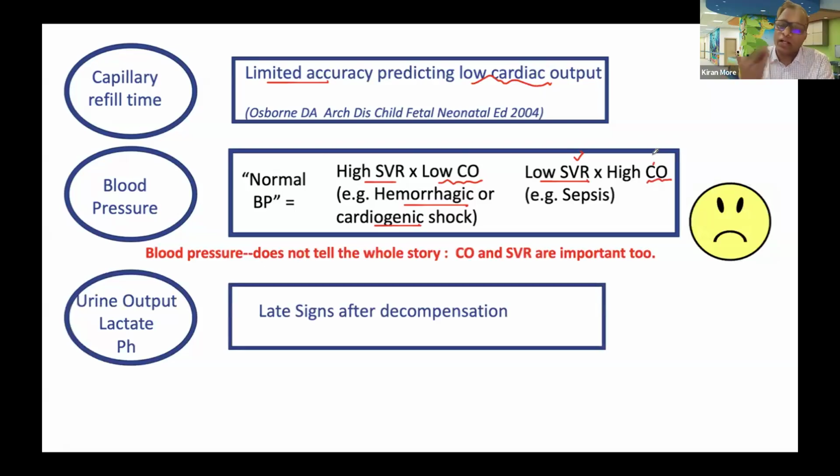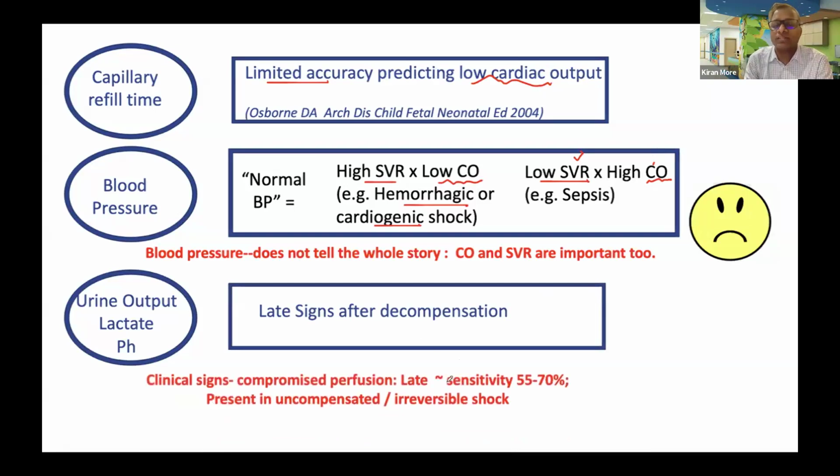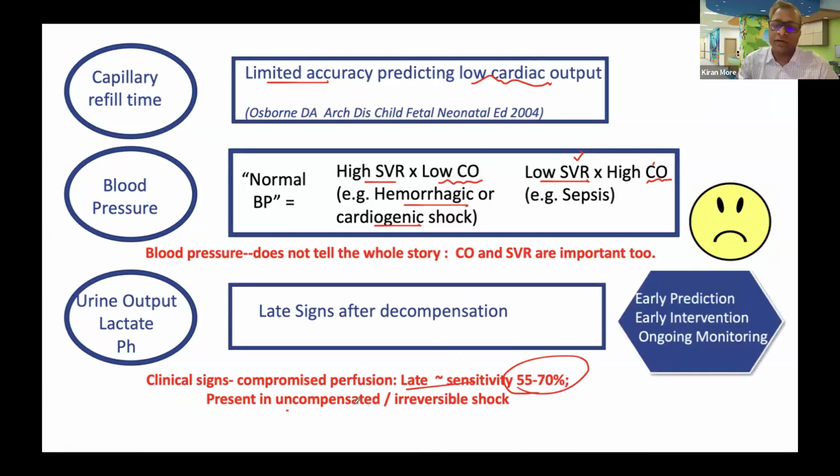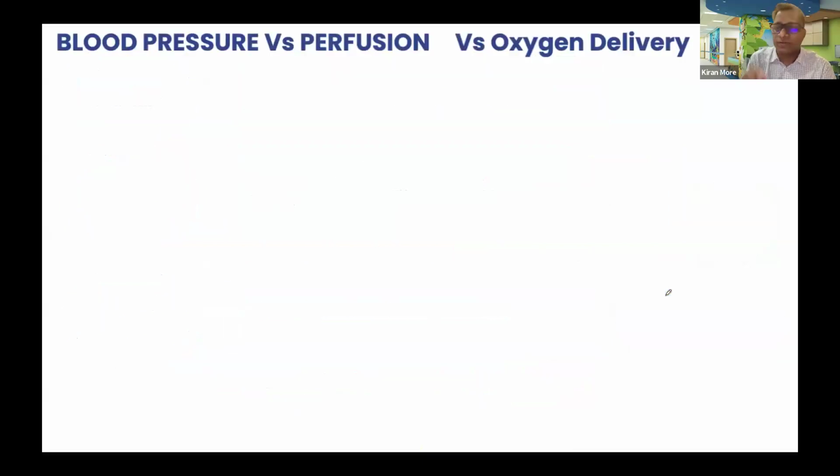Now, urine output and lactate are also late signs. By the time baby has started dropping urine and lactate is rising, pH is dropping, then you have already missed the bus. And all these clinical signs of compromised perfusion have a sensitivity of only 50 to 70%. And that's why babies often present with uncompensated or irreversible shock, and despite you feel like we did everything, three inotropes, steroids, everything was given, but the baby did not survive. So that's why early prediction, early intervention, ongoing monitoring, and aggressive treatment is often needed for shock management.